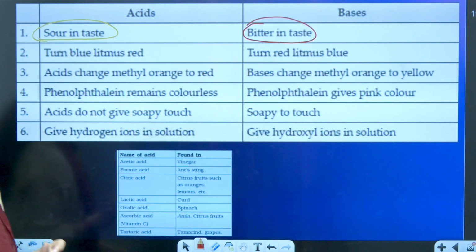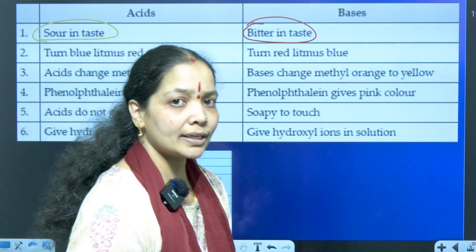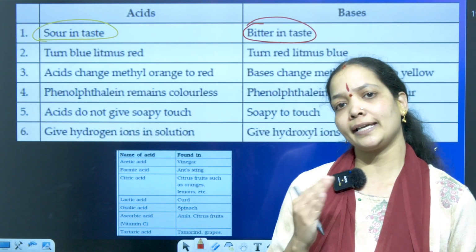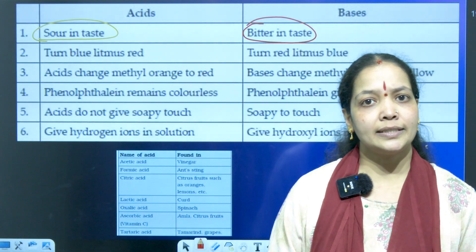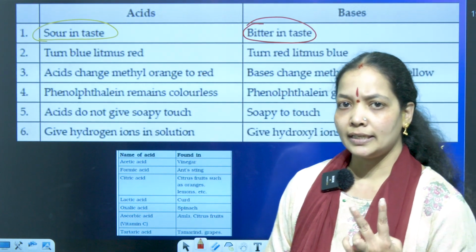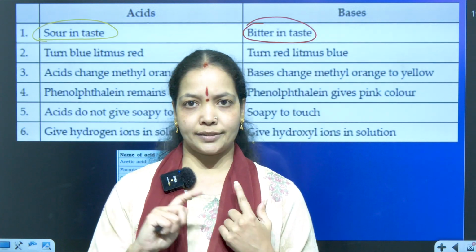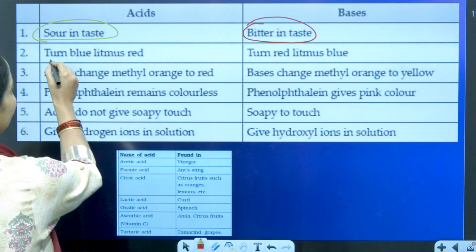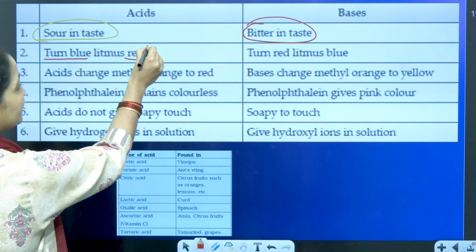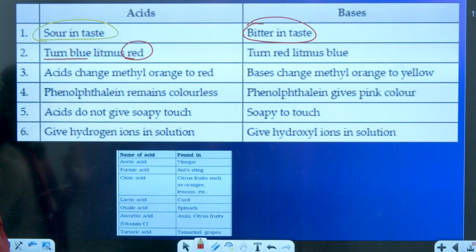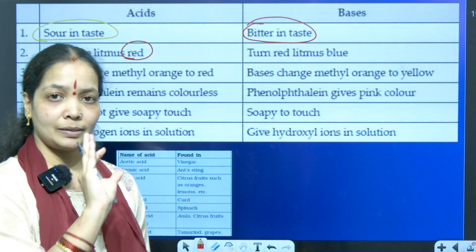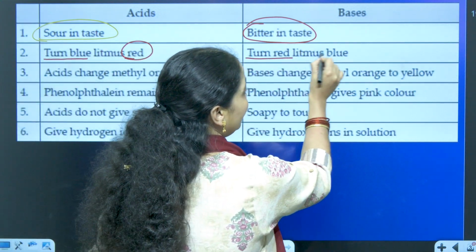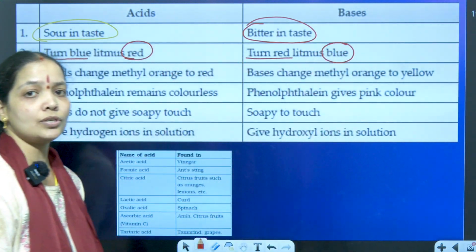Second, there's an important paper called a litmus paper which will make us identify whether it is an acid or a base, due to the change in color when dipped in a solution. There are two important litmus papers, one is blue and one is red. If I take a blue litmus paper and dip it in a solution, and the blue litmus turns red, then the given solution will be an acid. The vice versa will be the base. If I take a red litmus paper and it turns blue, then it belongs to the base category.